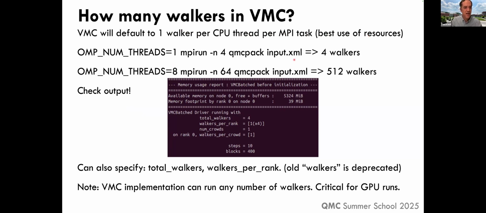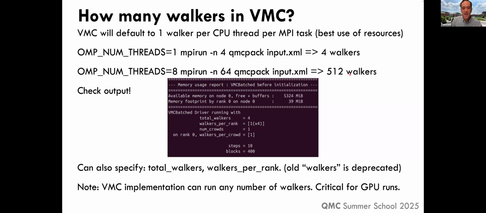So just as an example here, if we specify I want one thread and then do an MPI run -N4, and this is probably what you are doing in the virtual machines, that will give you 4 walkers unless you request any more. If we think about doing more of a production size calculation or a more challenging system, let's say 8 threads, 64 MPI tasks.